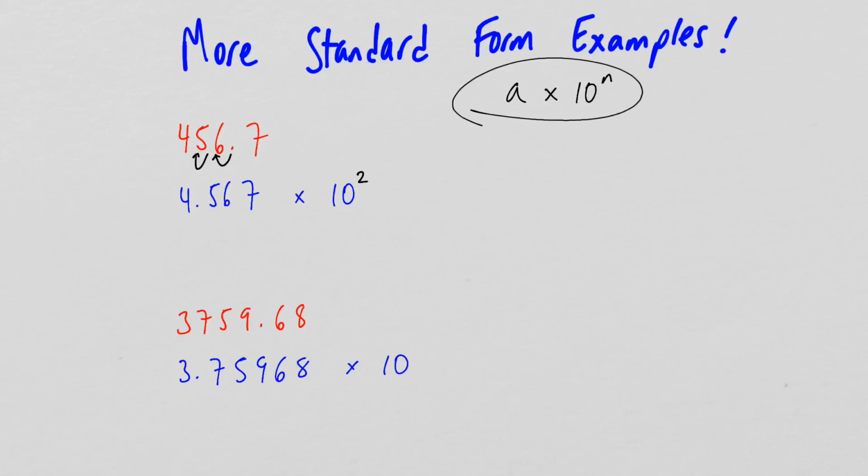We're going to count how many times we move the decimal place. 1, 2, 3 times we move the decimal place. So times 10 to the power 3.